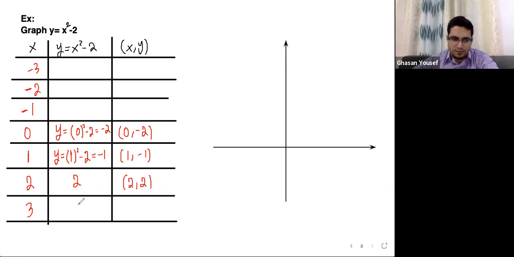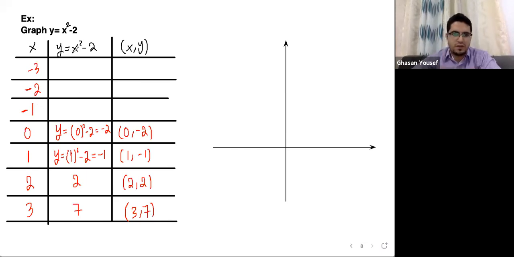What about 3? I'm going to plug the 3 inside this one. What is the value when I plug the 3? It is 7. This is correct. So here I will get 7, because 3 squared is 9, 9 minus 2 is 7. So the point is 3, 7.